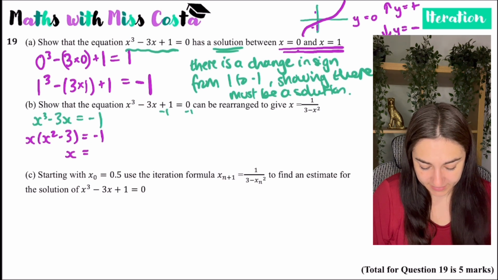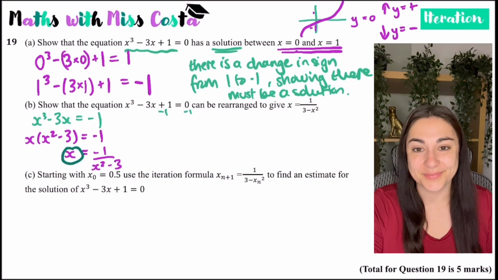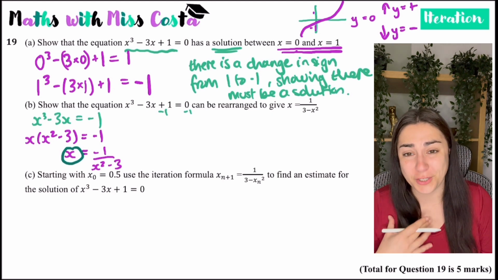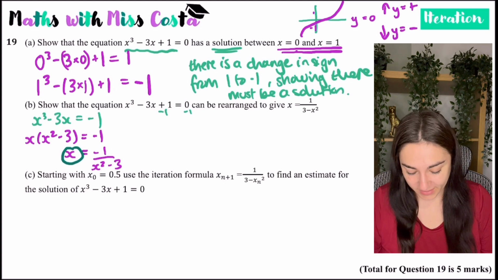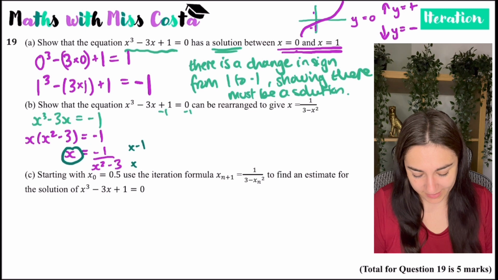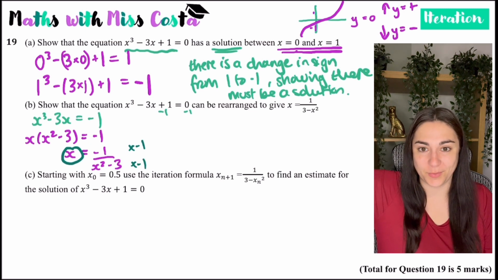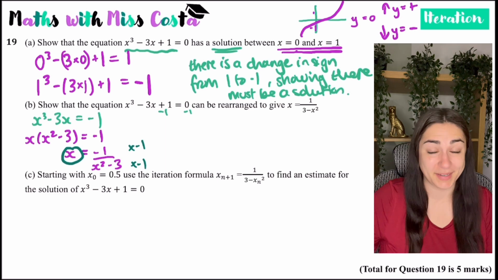If I divide both sides by x squared minus 3, I'm left with minus 1 over x squared minus 3. Okay, so whenever we've got something like this, we never want to have a negative as our numerator. We just want to clean it up a bit. So if we multiply everything by negative 1, remember, if you multiply a fraction by the same value with its numerator and its denominator, it keeps it in the same proportion.